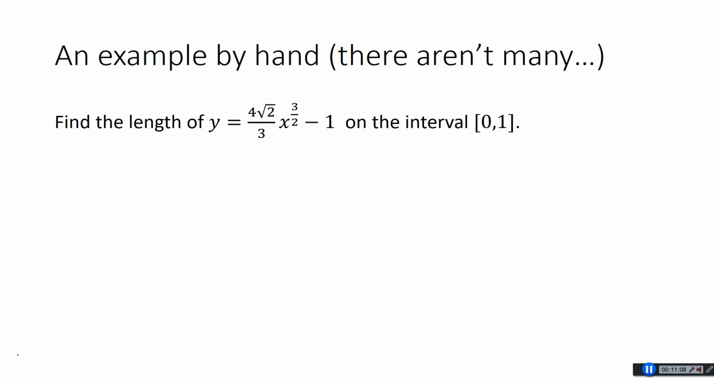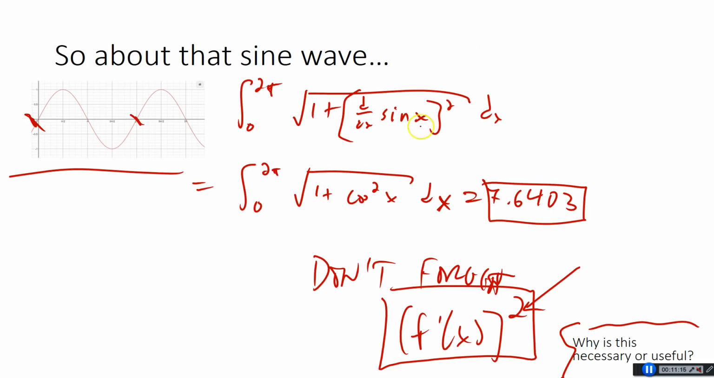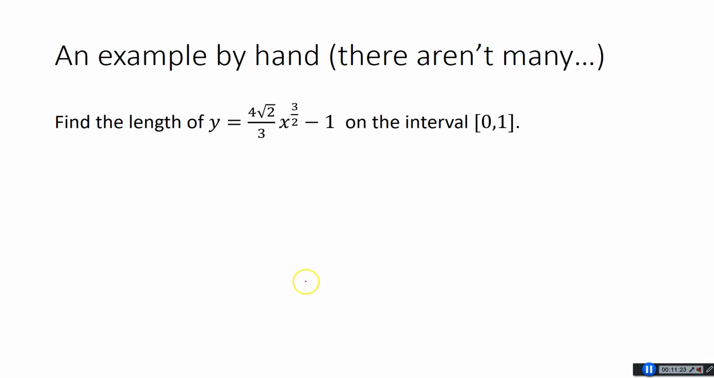All right, so let's try one by hand. There are not a lot of by hand examples because the formula is so complicated, with a derivative that's squared, and then you add 1. How do you get the square root to be a nice function to integrate? So there are not a lot of these. There's one on Khan Academy and then this one, and not a whole lot of others. So let's see what we can do. Find the length. Notice the coefficient here is messy because it has to make all this work out. So find the length of this function on the interval 0, 1.